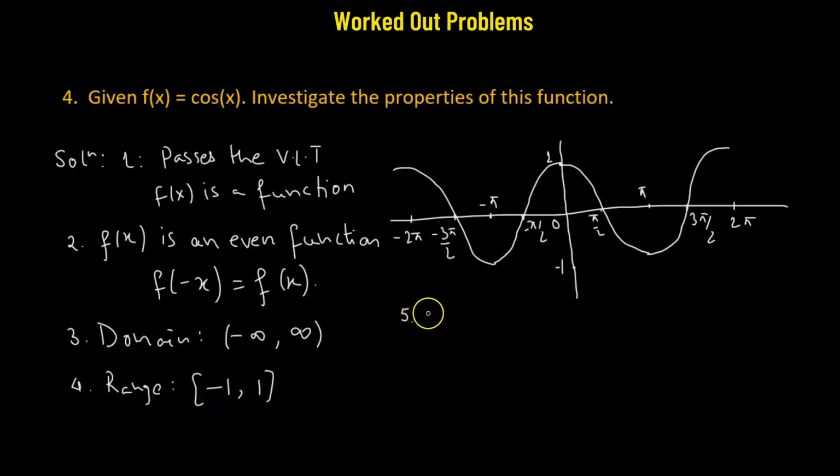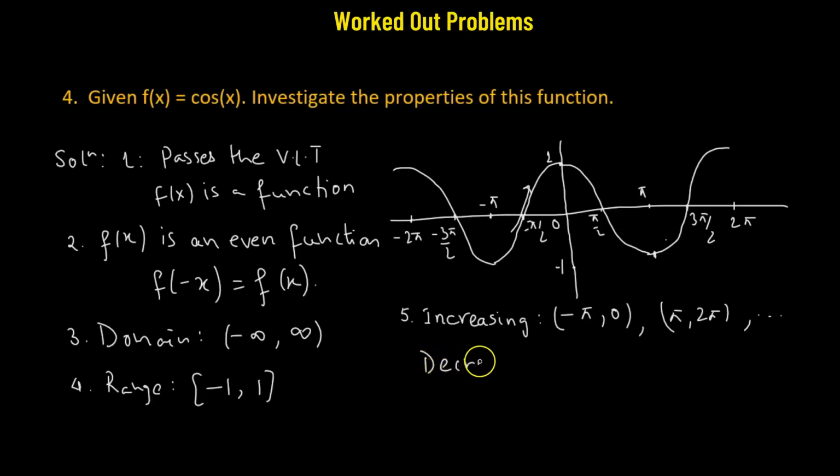And it is going to be increasing in the interval. Here we see from negative pi to 0, it is increasing. It's going upwards. Then again, here also we see from pi to 2 pi, it is increasing. There will be other ranges of values for which it will be increasing.